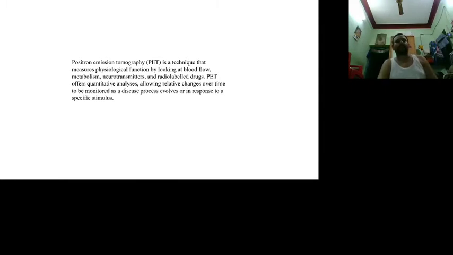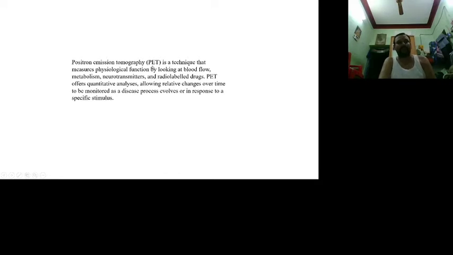Positron emission tomography is another popular technique, very popular nowadays. It measures physiological function by looking at blood flow, metabolism and neurotransmitters. It is popularly called PET scanning. It is used to measure physiological functions such as neurotransmitter activity, meaning transmission of neuron signals, metabolic activity and blood flow; everything can be monitored. This PET technique also comes under the radioactive techniques.